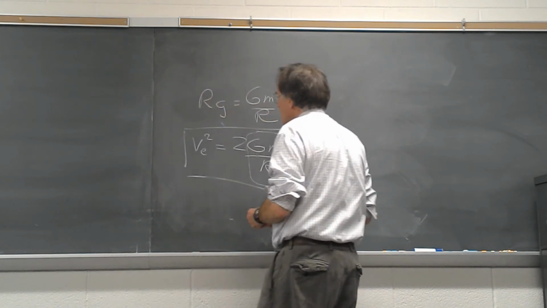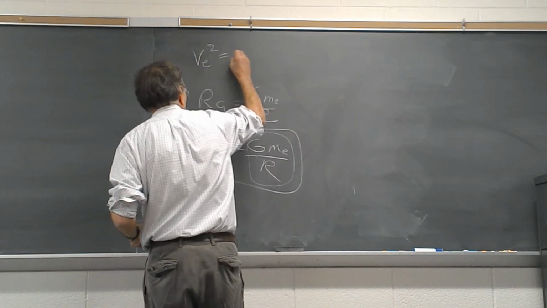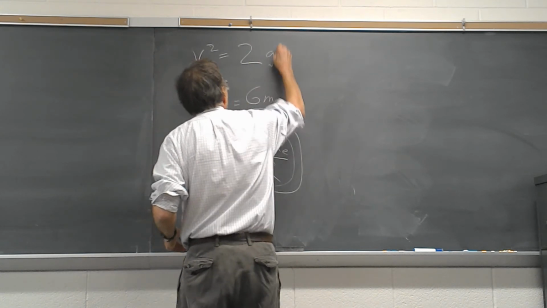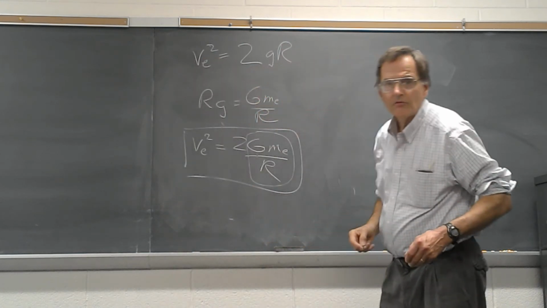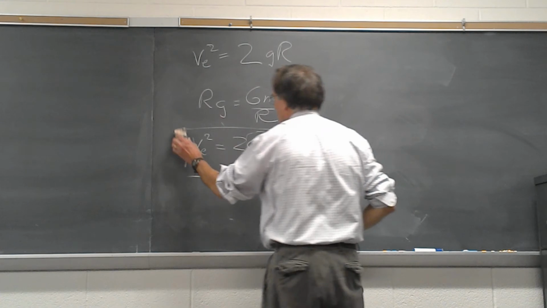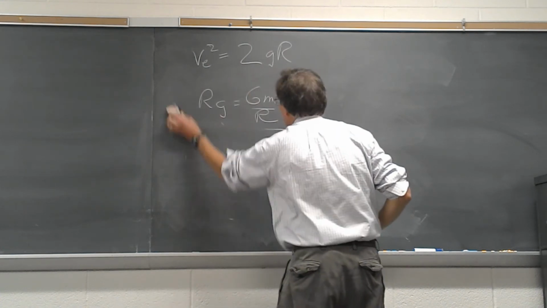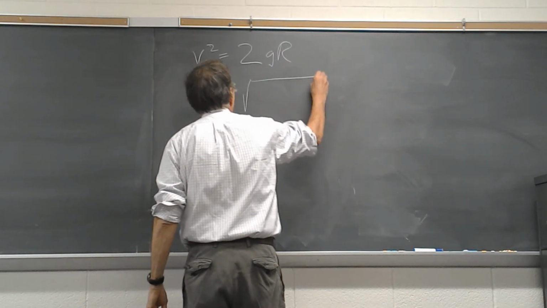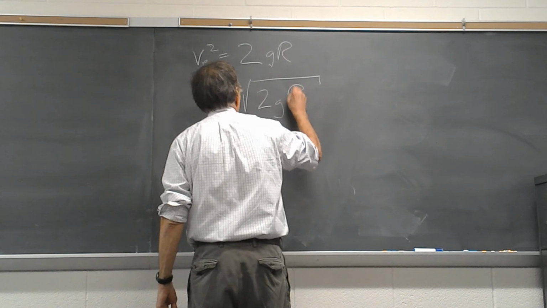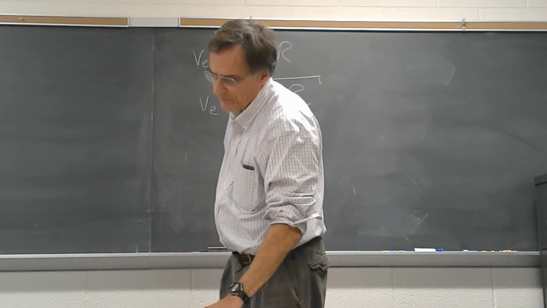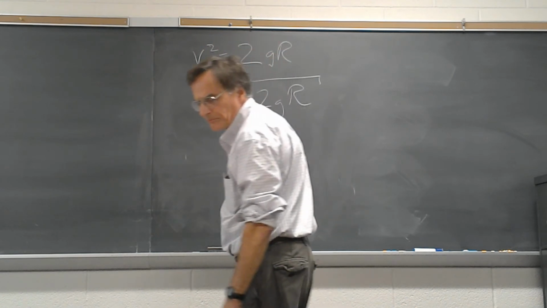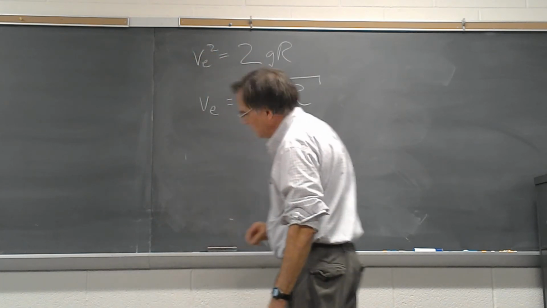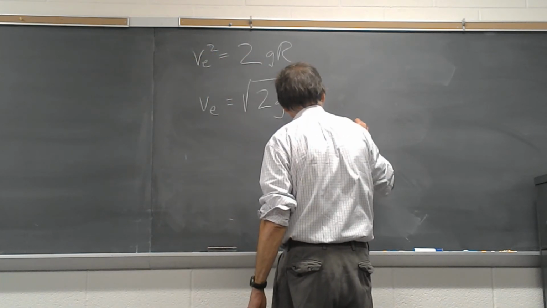Here's what I get. I'm going to say that VE squared is going to look like 2 little g times R. That's what I found out. And now I can solve for VE. Just unsquare that thing. So here we go. It's going to get unsquared, and voila, you can't get more compact than this: the square root of 2g times the radius of the Earth. Okay, so now let's just look up this stuff. The radius of the Earth happens to be 6.4 times 10 to the 6 meters.